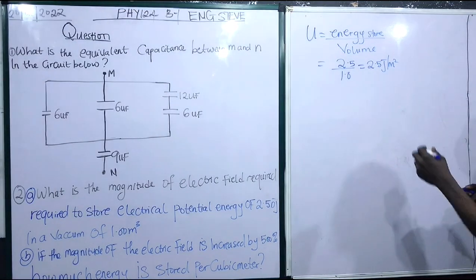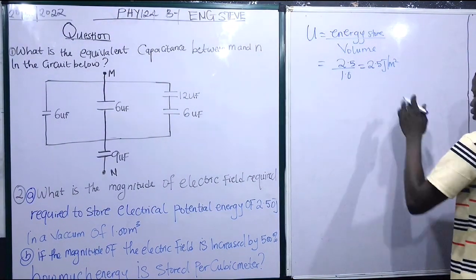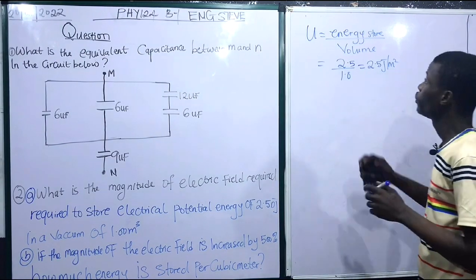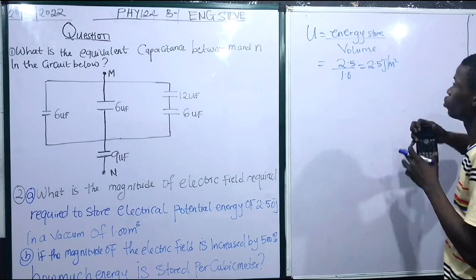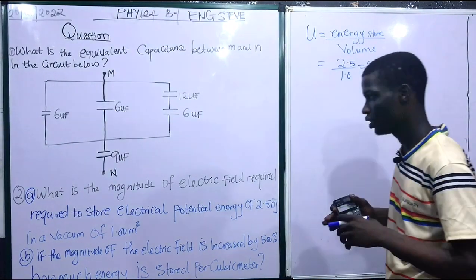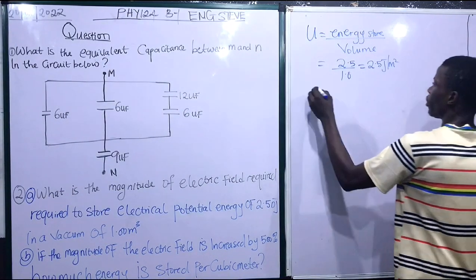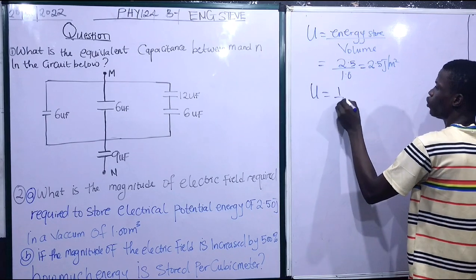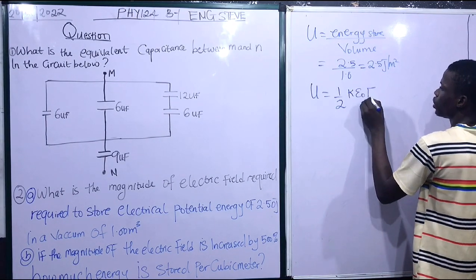From this part, we're given just the energy and the volume, which we used to calculate our energy density, and we're told to calculate the magnitude of the electric field. And remember, from our formula, U is equal to 1/2 K epsilon naught E square.